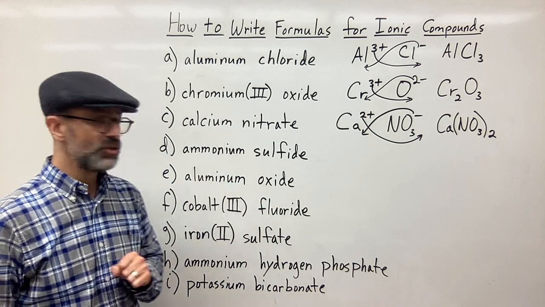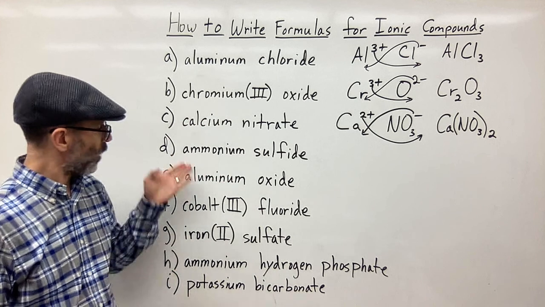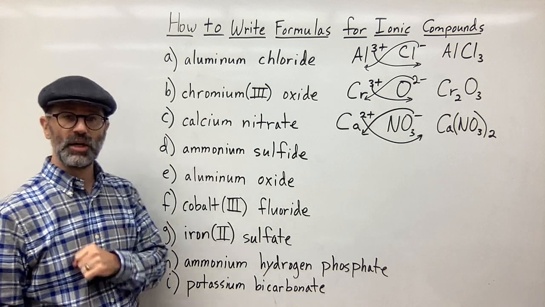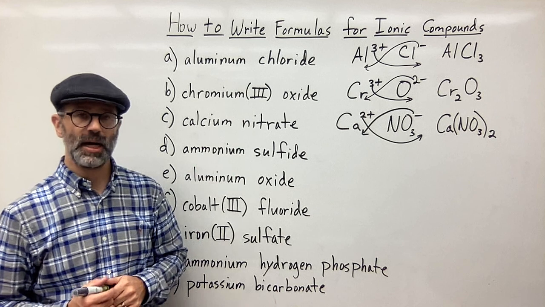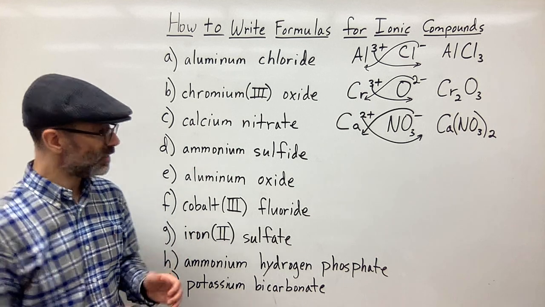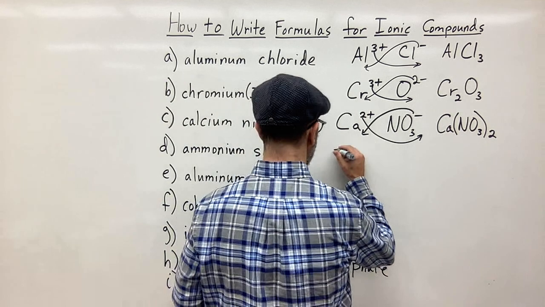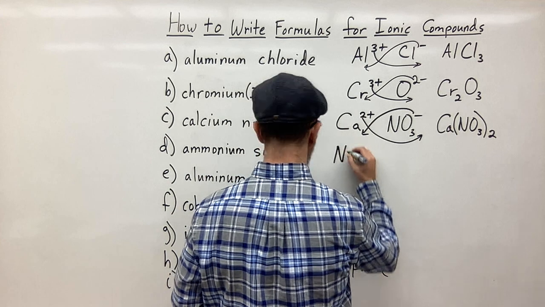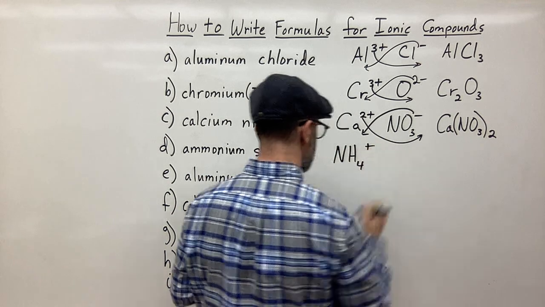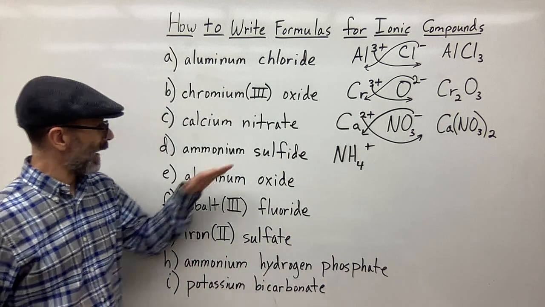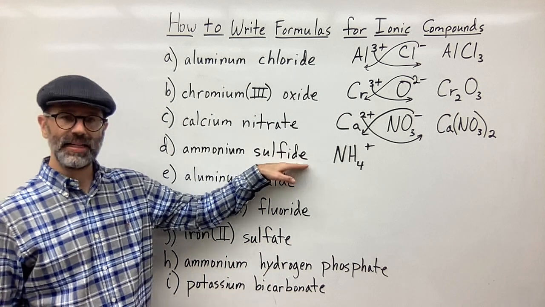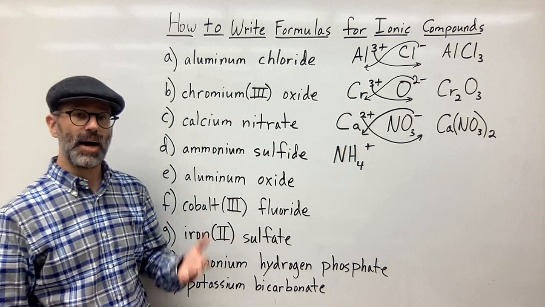D, ammonium sulfide. So again, we're going to start with the first name. That's our first ion, ammonium. Again, it's a polyatomic ion, so we need to know the formula and charge of our polyatomic ions. And so the formula for ammonium is NH4+.